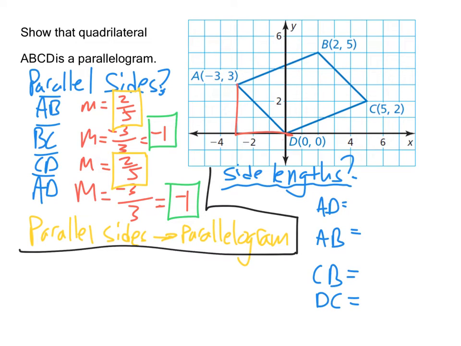Okay, so let's go find some lengths. Starting with AD, well, we're going down 3, right 3. So we need to use the Pythagorean theorem.